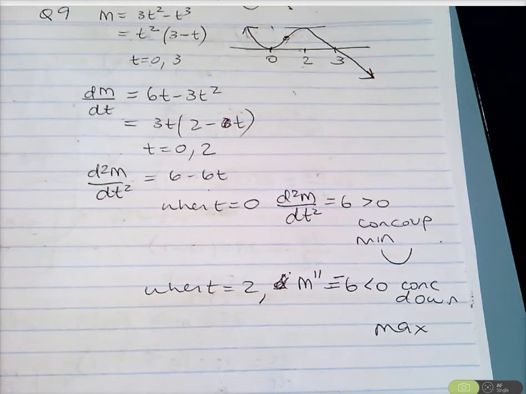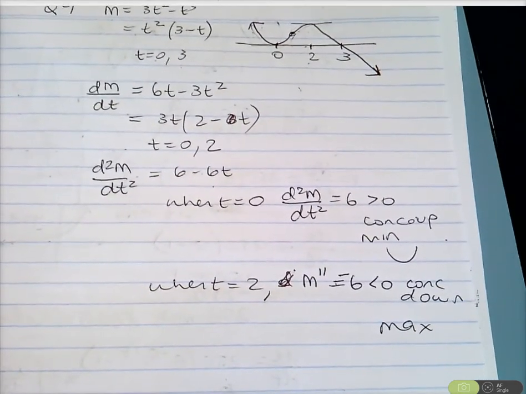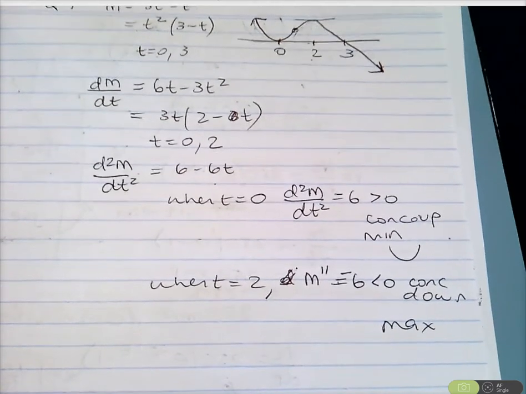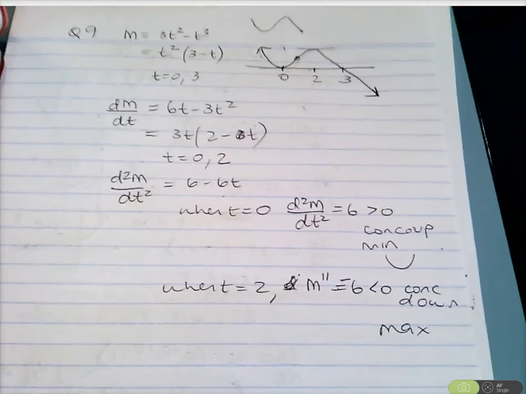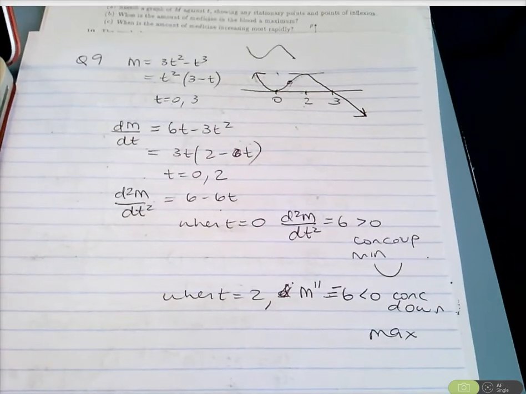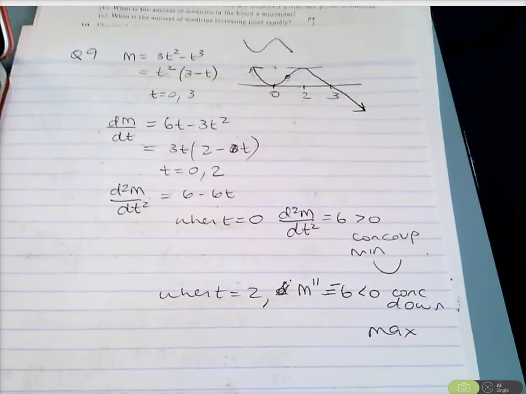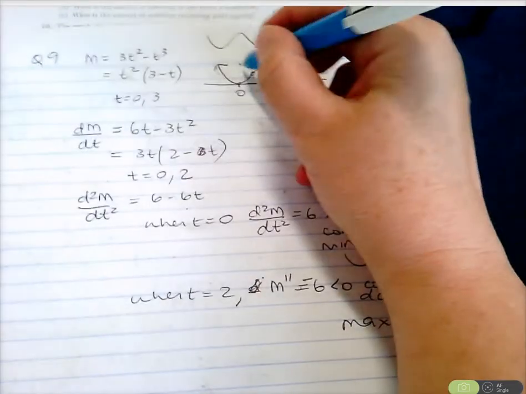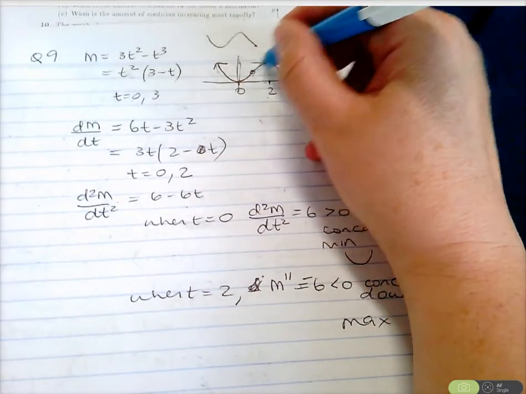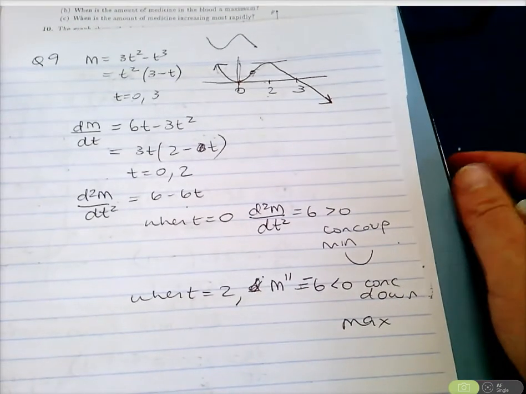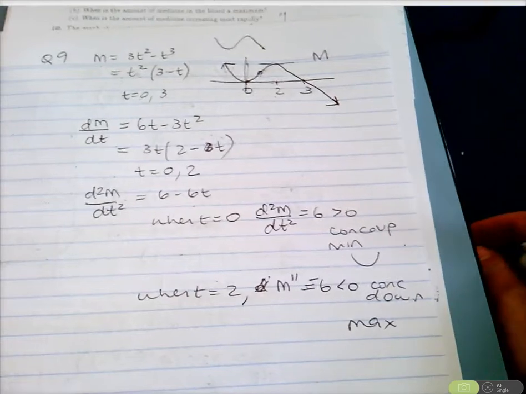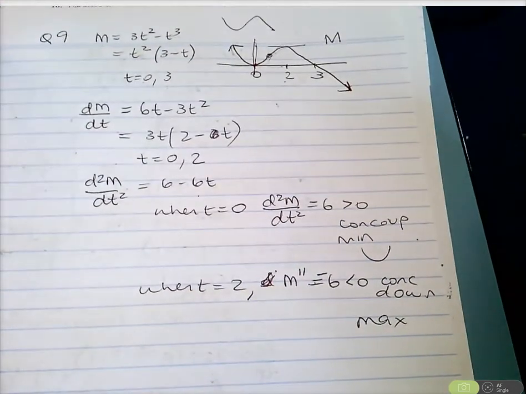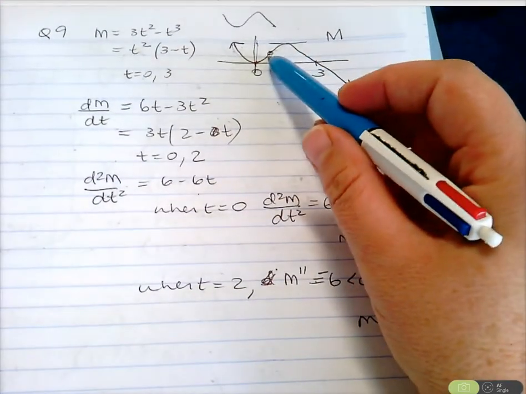What do they want now? Is that the sketch of M? Yeah, that's the sketch of M. So when's the amount of medicine in the bloodstream at a maximum? Time is? Guys, apparently you're only supposed to sketch from 0 to 3. 2. That's the graph of M. That's the inflection.